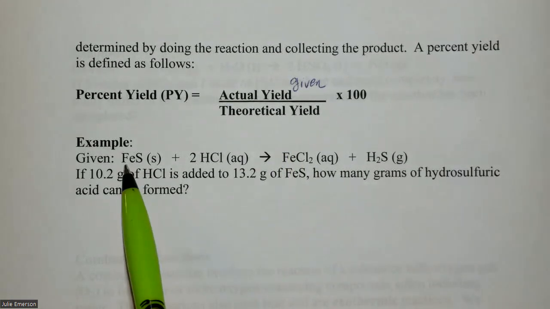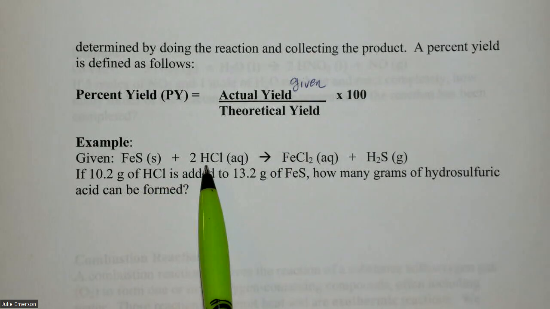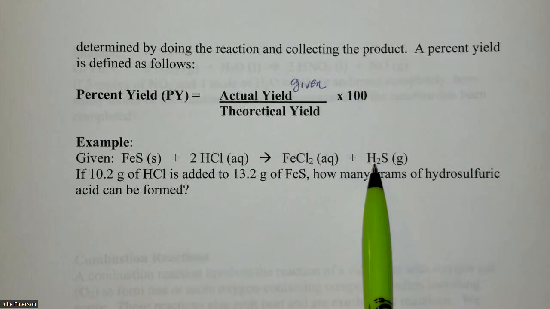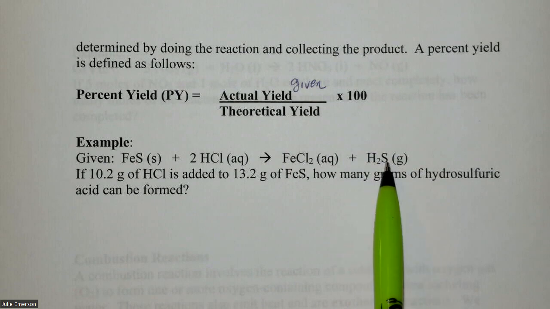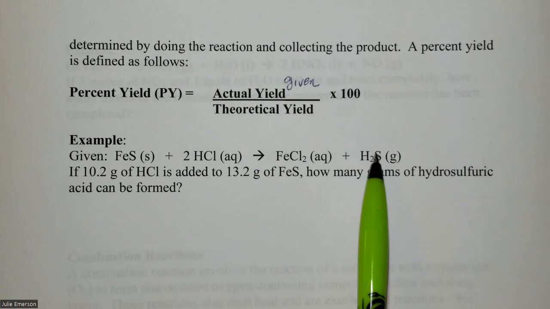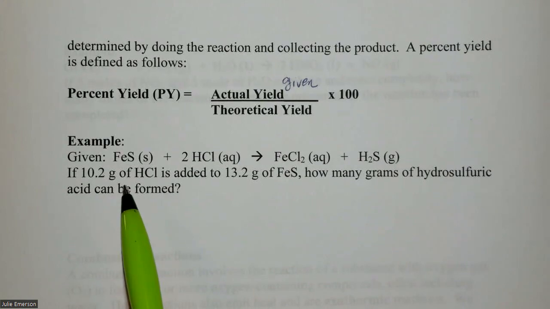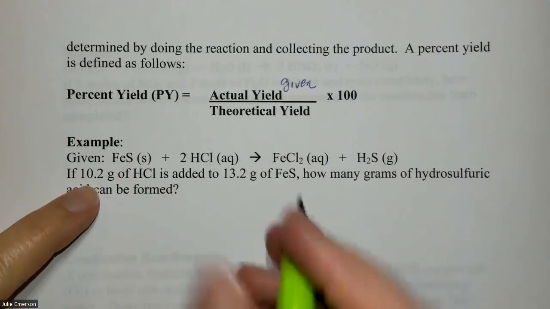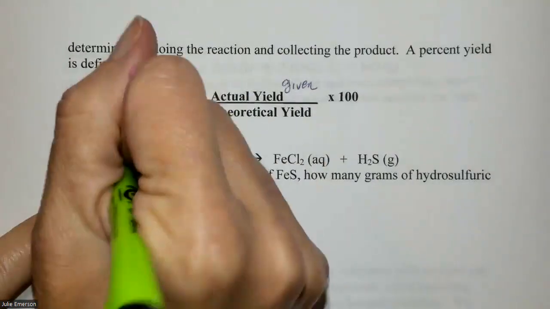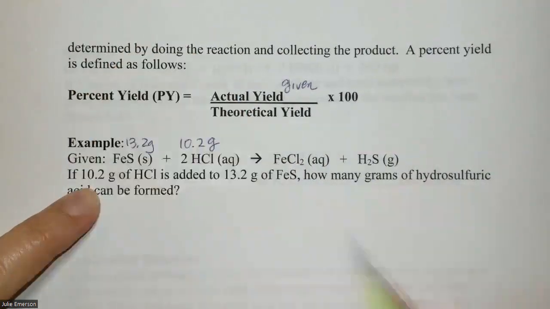So we've got this reaction here of iron 2 sulfide reacting with hydrochloric acid, which will produce iron 2 chloride and dihydrogen sulfide gas, really hydrosulfuric acid if it's in solution. Slight distinction, but don't worry about that. If I gave this to you on nomenclature, you would say hydrosulfuric acid, binary acid. Okay, so this question says we've got 10.2 grams of HCl added to 13.2 grams of FeS, iron 2 sulfide.